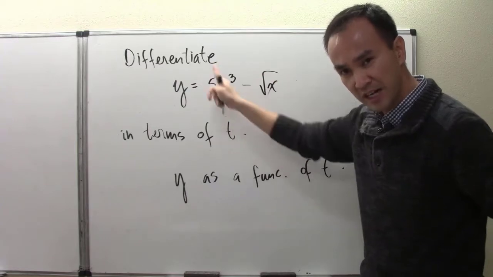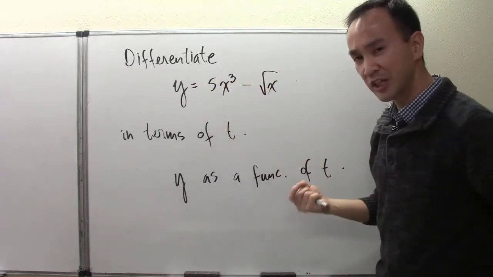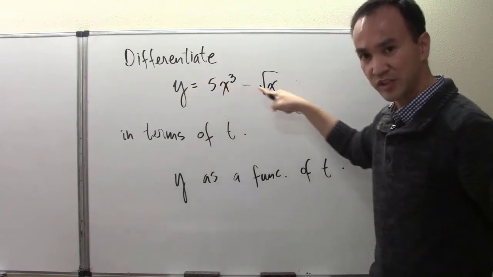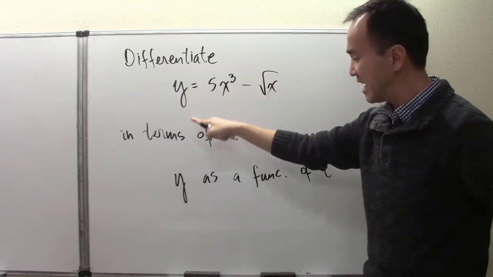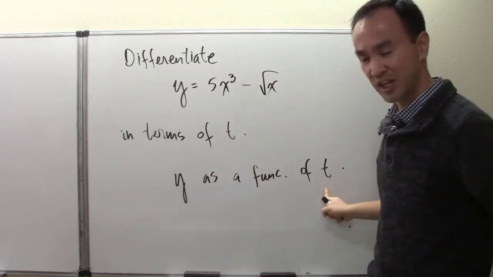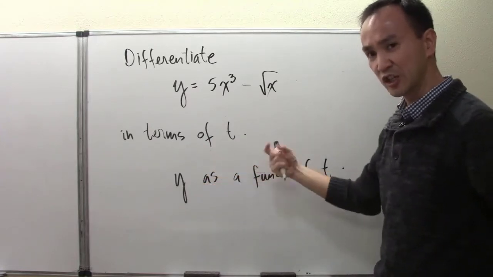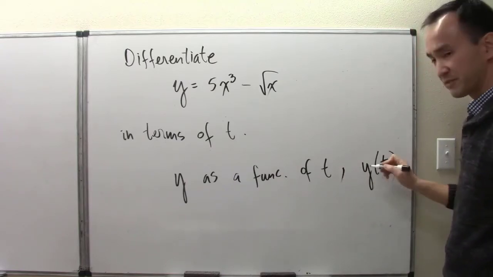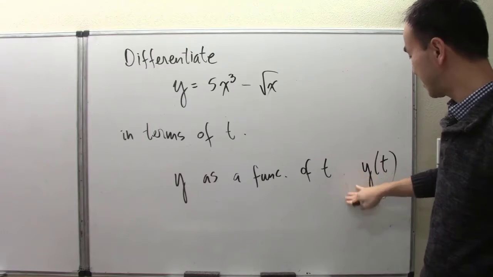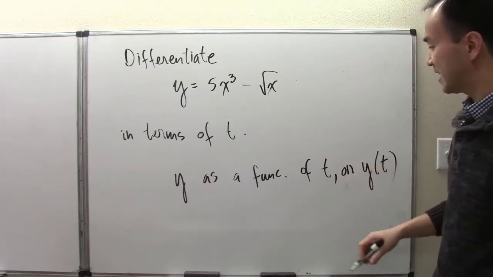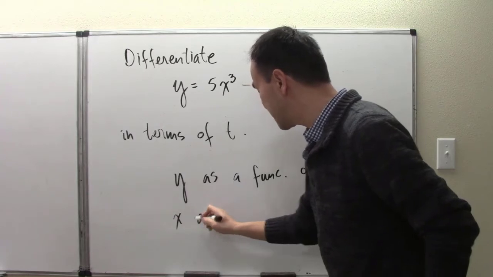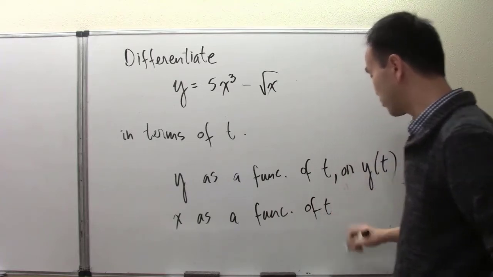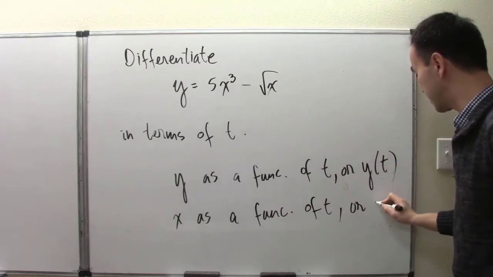So when we're asked to differentiate an equation in terms of t, a variable that's not currently present in this particular equation, then it's our responsibility to see all of these currently present variables as functions of t. So y is understood as a function of t, or another way, y of t. And the same with x. x has to also be understood as a function of t, or x of t.